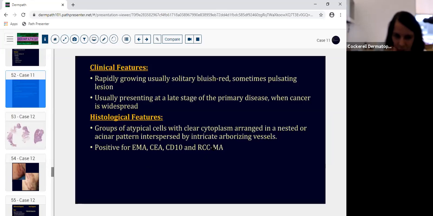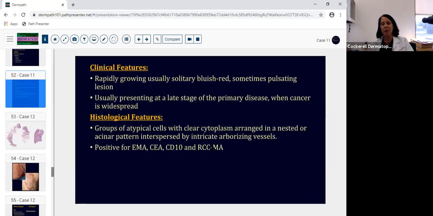Histologic features, you'll get groups of atypical cells with clear cytoplasm arranged in a nested or acinar pattern. The acinar pattern is sort of berry-like. They look like little berries. I guess a blackberry, but they're clear. Interspersed with intricate arborizing vessels.